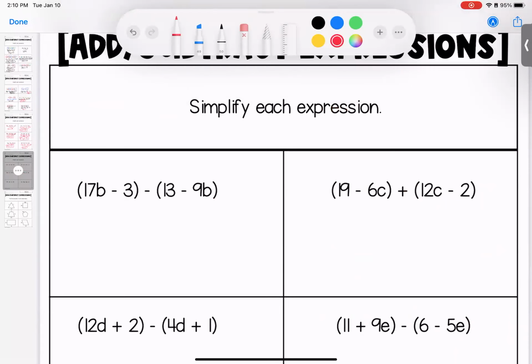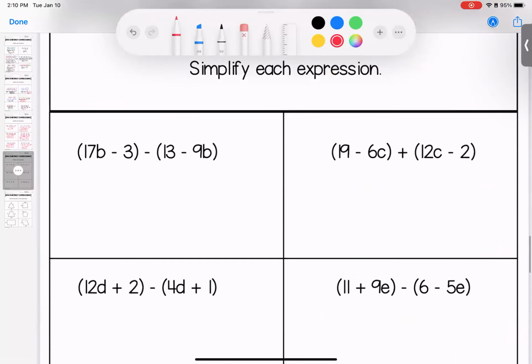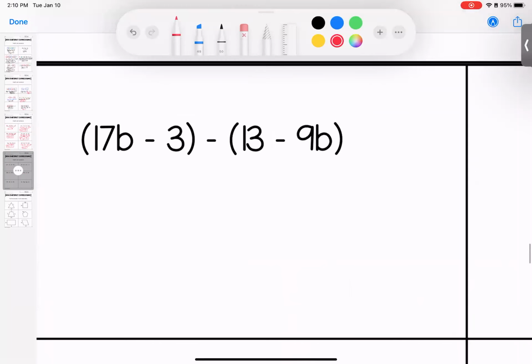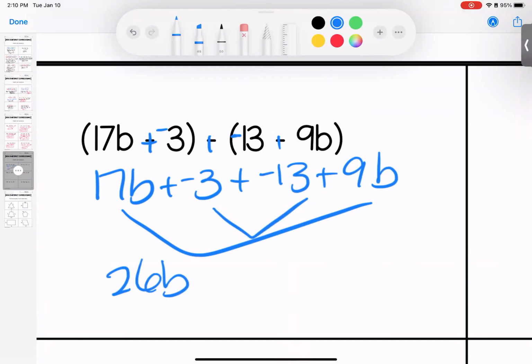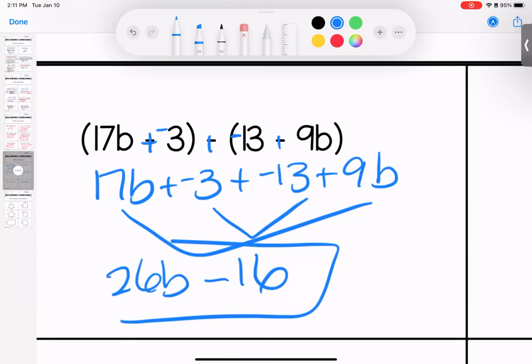All right, loves. Again, we're working on our expressions. We have parentheses, which we know if we have a subtraction and a parenthesis, we need to make some opposites. So let's take a look at this. First, we're going to start off with a keep, change up here because we're not going to subtract. And then opposite, opposite, opposite. Let's rewrite. 17b plus negative 3 plus negative 13 plus 9b. 17b and 9b is 26b. Negative 3 and negative 13 is negative 16.